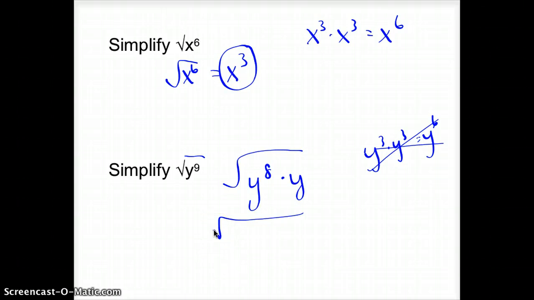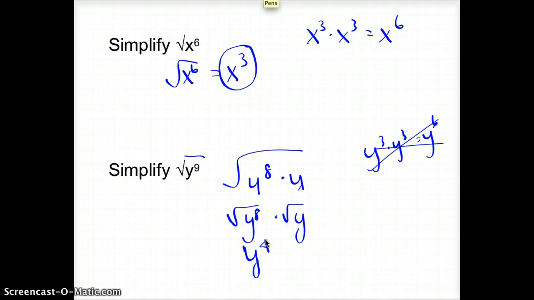Okay, so if I look here, I could do square root of y to the 8th times square root of y. And I know what square root of y to the 8th is, because y to the 4th times y to the 4th equals y to the 8th. Okay? So square root of y to the 8th is y to the 4th. Square root of y, I don't know what that is. It's not a perfect square. It has no perfect square factors. I'm done here. I think you should be noticing some relationships between an odd power and an even power.